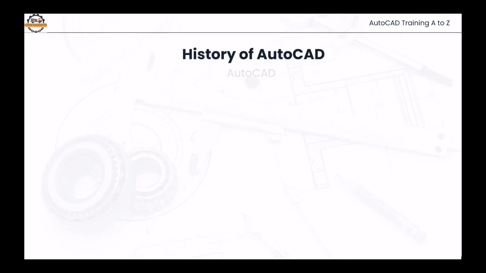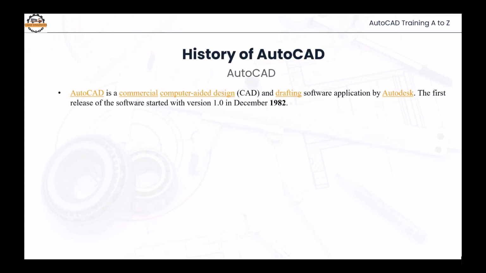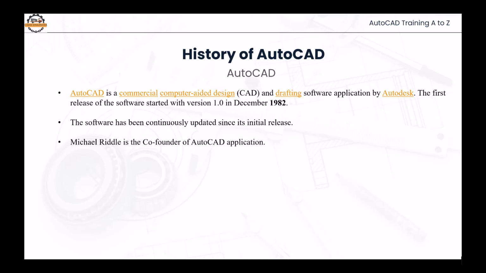Next, we are going to see the history of AutoCAD. AutoCAD is a commercial computer-aided design and drafting software application by Autodesk. The first release of the software was version 1.0 in December 1982. The software has been continuously updated since its initial release. Mike Riddle is a co-founder of the AutoCAD application.